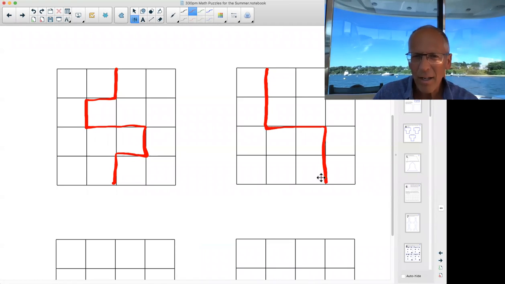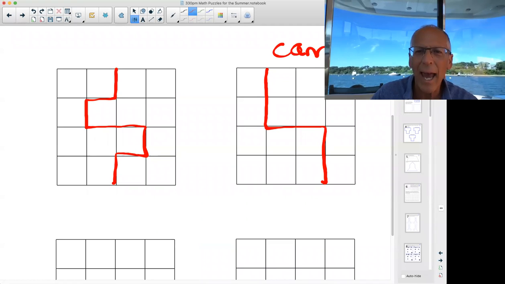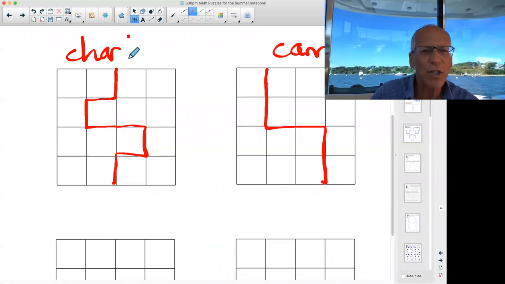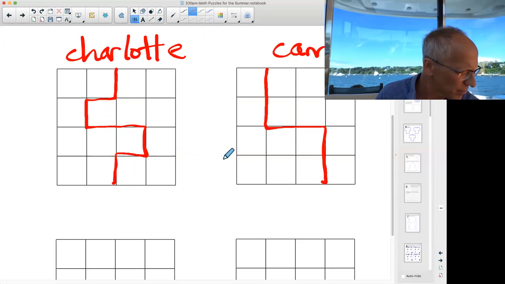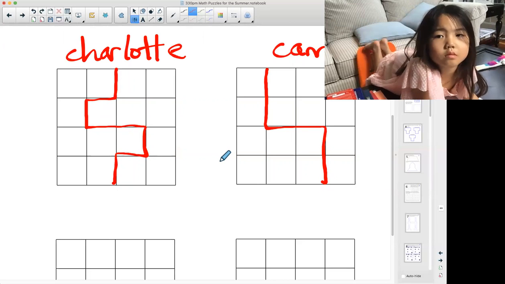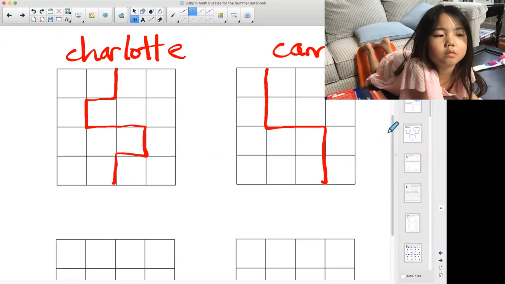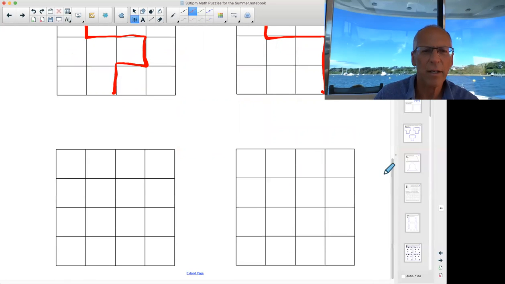Cam, total. So I'm going to write Cam and I'm going to write Charlotte. Oh my gosh, that is so, so cool. Cam, show me your other ones, please.